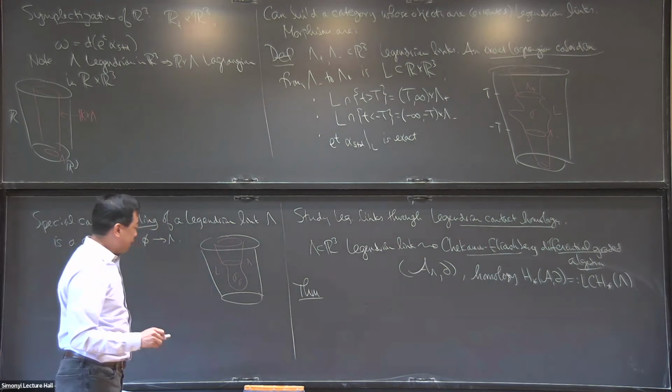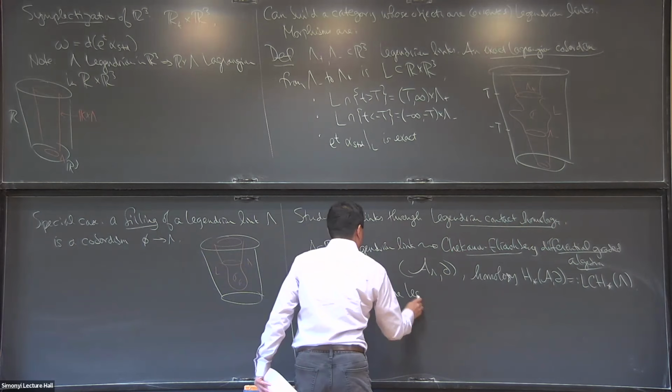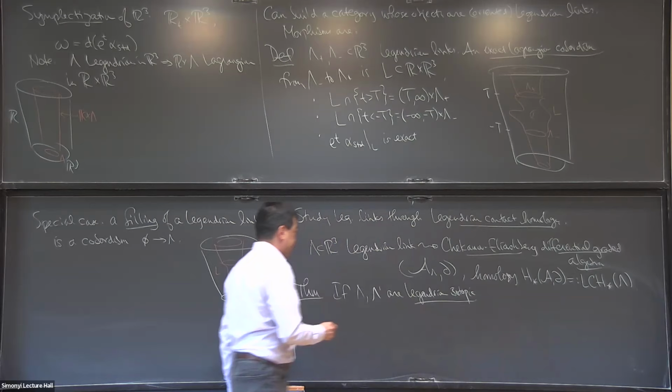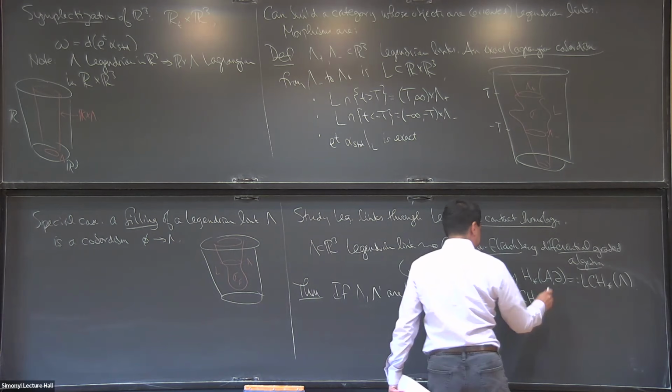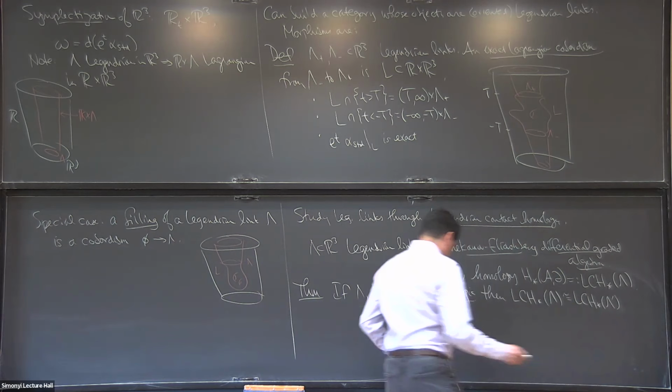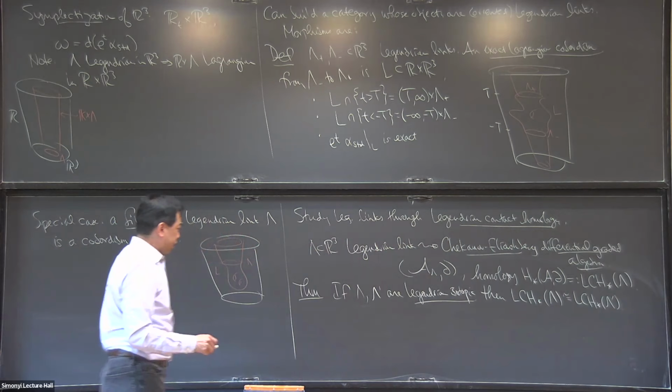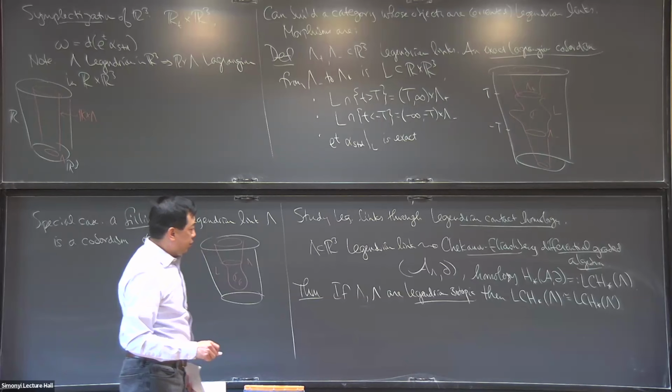So the main theorem is that if lambda and lambda prime are Legendrian isotopic, which is to say that they are isotopic through Legendrian links, embedded Legendrian links, then their Legendrian contact homologies are isomorphic. So in this setting, I would attribute this to Chekhanov and Eliashberg. So that's sort of mod two.